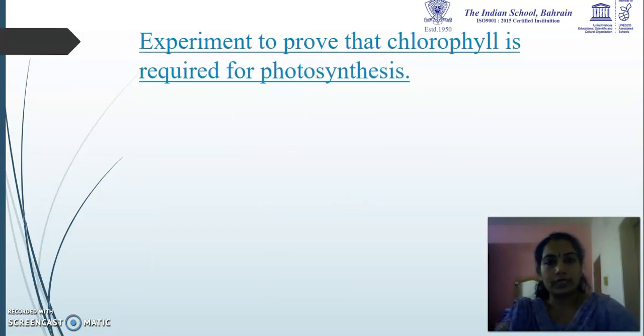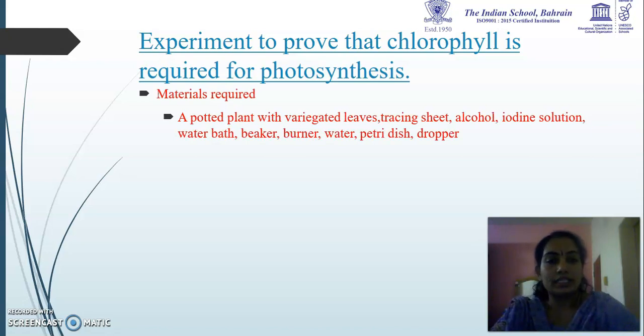So the next experiment is to prove that chlorophyll is required for photosynthesis. For that, the material required is a potted plant with variegated leaves. What do you mean by variegated leaves? You must have seen plants with some designs on the leaves, leaves which are not completely green. Some parts are green and the other parts are maybe yellow or red or some other colors. Some designed leaves like a money plant or the croton, you can take such a plant.